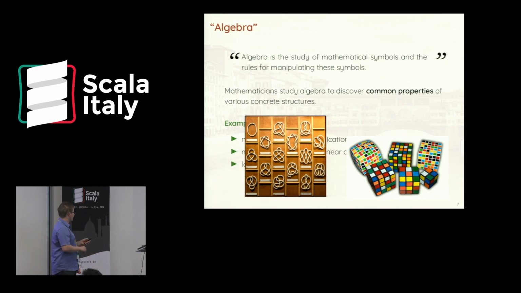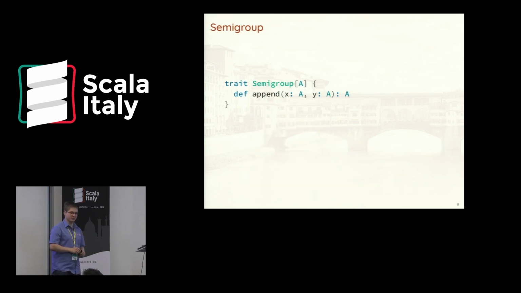And without further ado, here's a semigroup. A semigroup is a kind of algebra, and if you translate that to Scala, then it's basically just a trait that takes a type parameter. That's literally all you need to do in order to represent such an algebra in Scala.